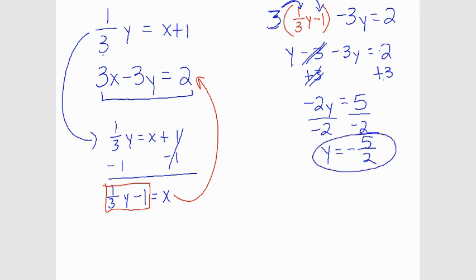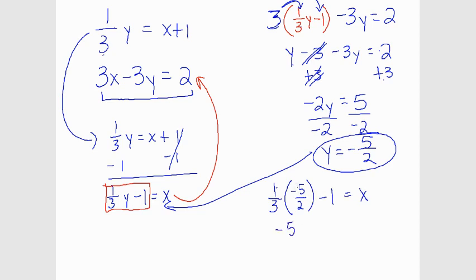All right. Now, I can go ahead and plug this back into this equation because it's a little bit more simple to solve for it. So I get 1/3 times the y value of negative 5/2, and then minus 1, and that'll get me my x. So we got to add some fractions, but that's not a big deal because we're just multiplying here. 1 times negative 5 is negative 5. 3 times 2 is 6.